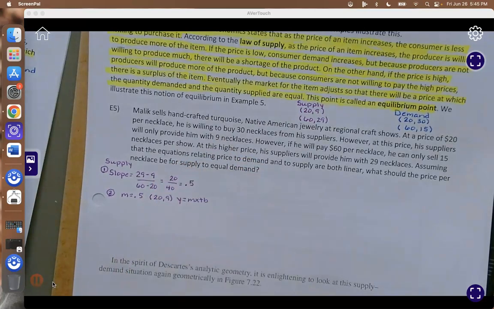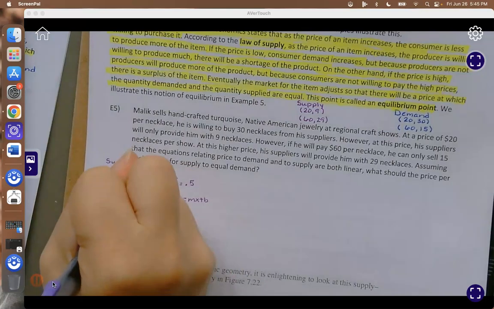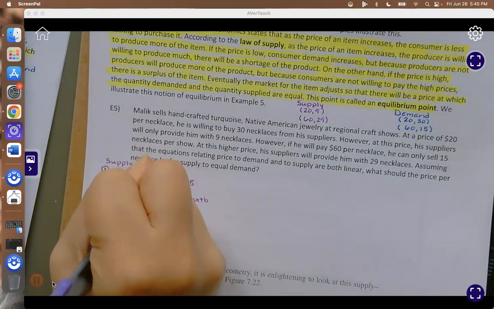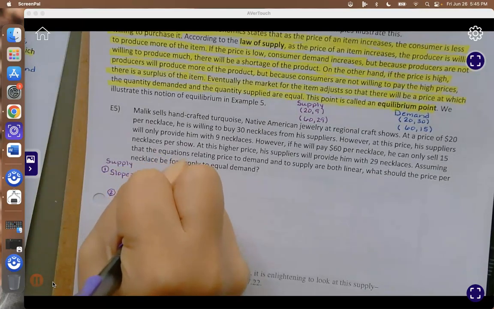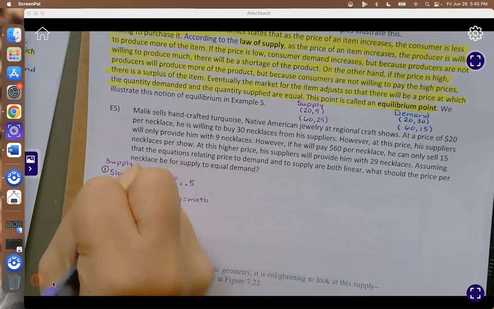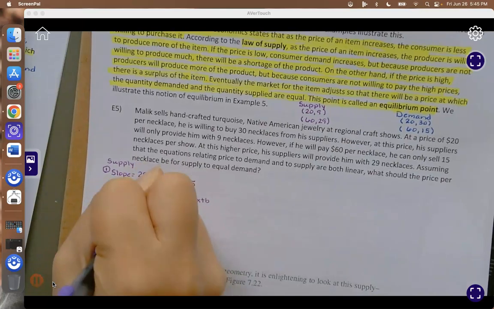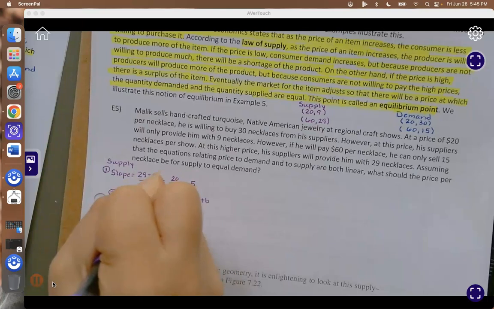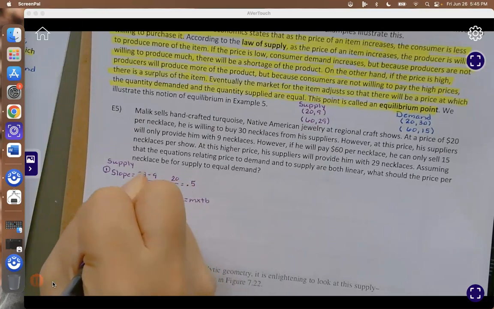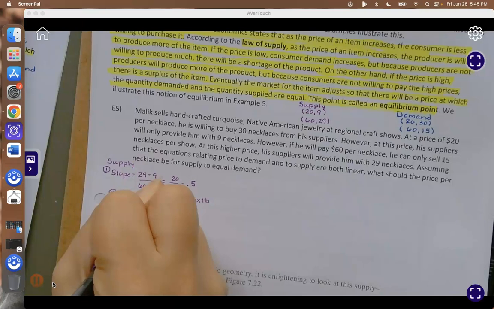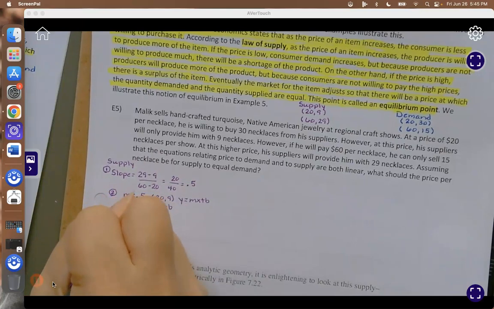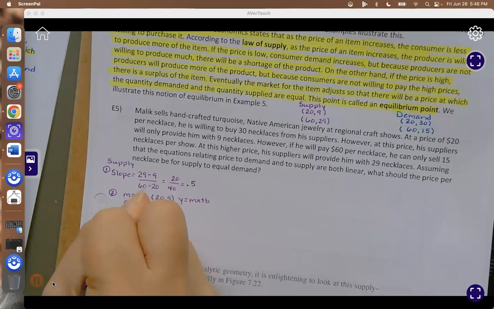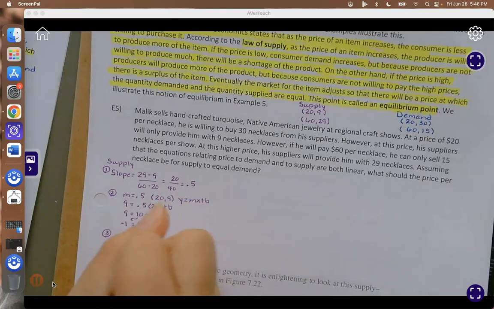So we know y is 9, our m is 0.5, our x is 20, plus b. So we have 9 equals, half of 20 is 10, plus b. So when we move the 10 over, our b is -1. So our equation is going to be y equals 0.5x minus 1. But we want it in standard form.